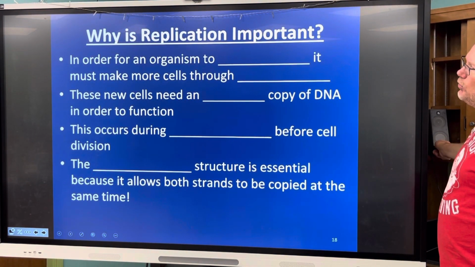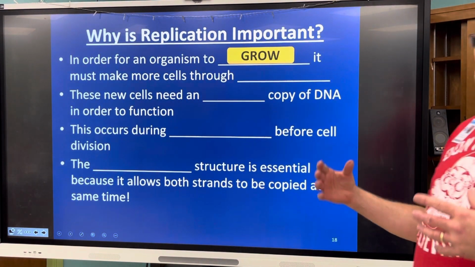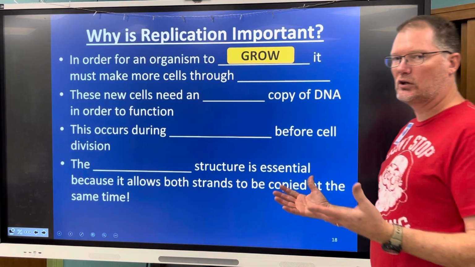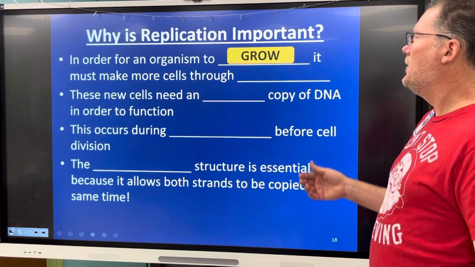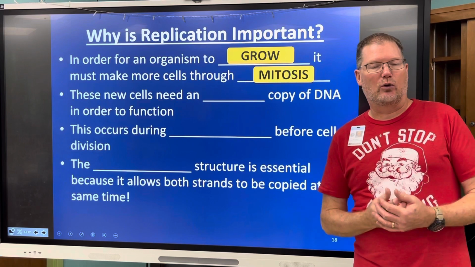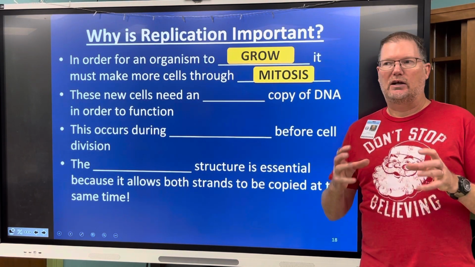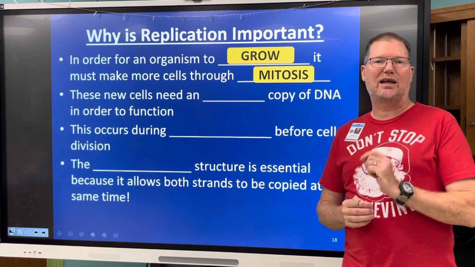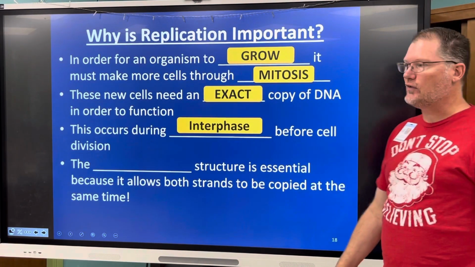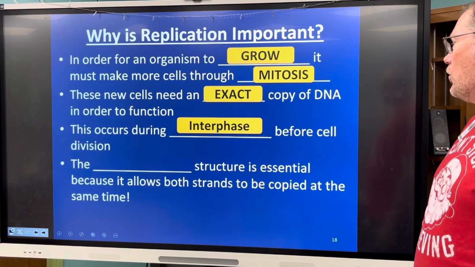So why is replication important? In order for an organism to grow from a baby, a seed, a zygote, a fertilized egg, all those things, it must make more cells through mitosis. Going back to our first slide, our Bellwork slide, that first question: growth and repair. In order to make a new cell, the first step is DNA replication, right? So these new cells need an exact copy of DNA in order to function. And remember that occurs during interphase, before cell division.